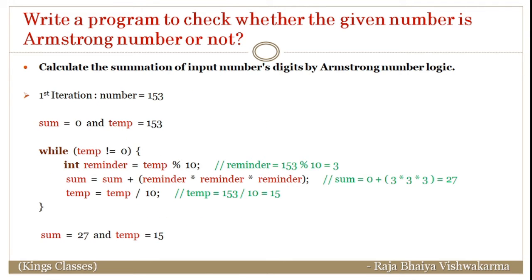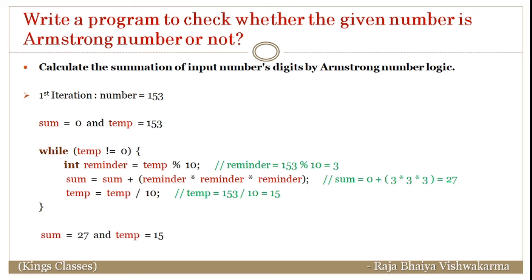Consider the input number 153. Before the first iteration, the sum will be 0, and temp will be 153, as we have assigned the number to it. When we check the condition inside the while loop, temp does not equal 0 returns true, as temp contains 153, which is not equal to 0.